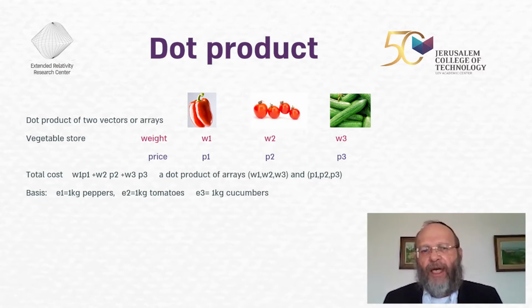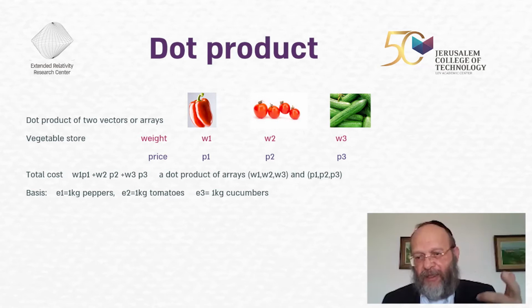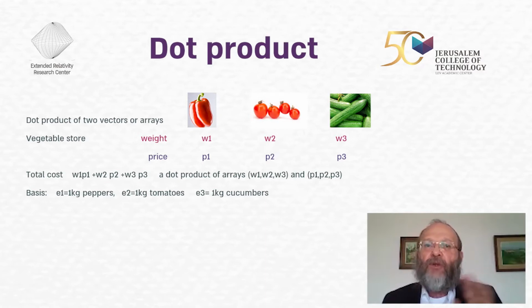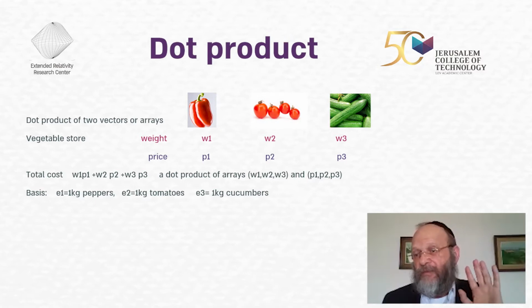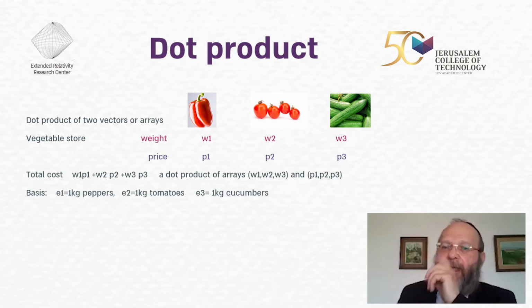Then what are the W's? You are looking at how many multiples of the basis you have. If you get 2 kilograms of cucumbers, that is twice the basis E3. And then the prices are the prices per basic vector: 1 kilogram of peppers, 1 kilogram of tomatoes, 1 kilogram of cucumbers. So first of all, we see that we have two arrays with very different units, and still we can consider the total cost.